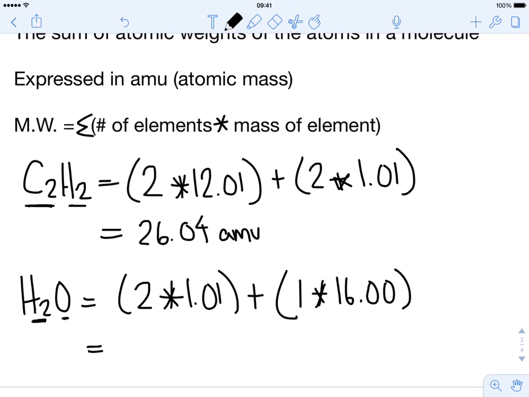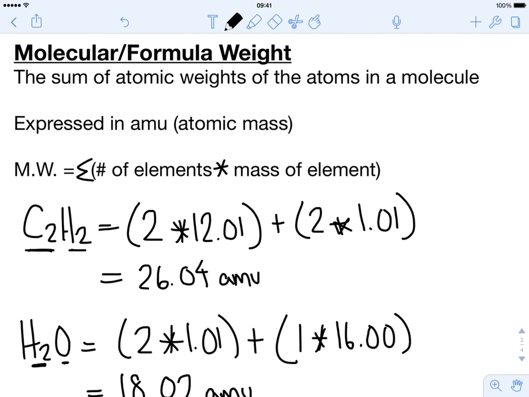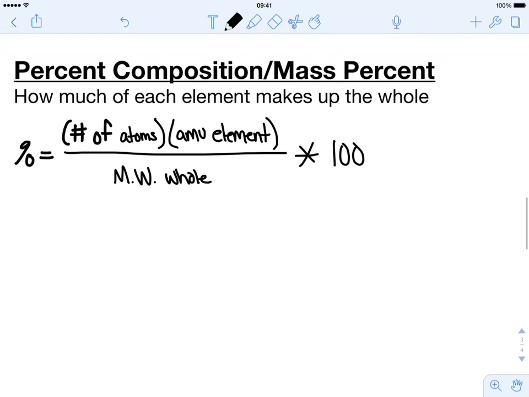Times the atomic mass of oxygen. So if we go up to the periodic table and we find oxygen, and we round that number to 2 decimal places, it's going to be 16.00. So I'm going to put 16.00 here. Now punch this into your calculators, and you should get 18.02 AMU. So that's it. That's how you figure out the molecular / formula weight of any molecule.